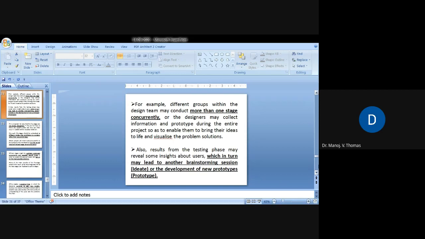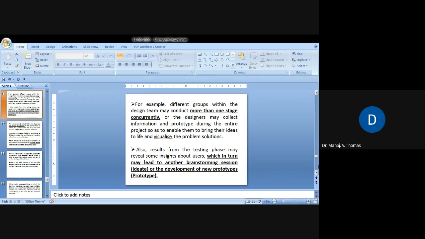So after testing, when we identify that something is missing or something is working fine or some changes are required, then you can go back to the ideate phase or prototype phase to have a better design, isn't it? To have better ideas, better alternatives. If one alternative is not working, go back to the ideate stage and take the second alternative and start developing the prototype for that alternative and test it.